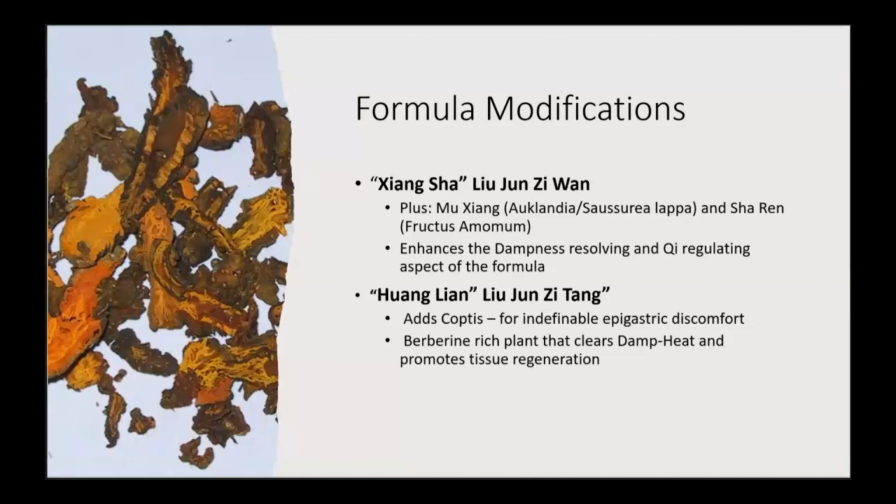And then the Sha Ren, that's the amomum, which is like a Chinese cardamom. It's like this red cardamom, this big cardamom seed, really aromatic. And it makes the formula more dampness resolving and more qi regulating, moves that stagnation.